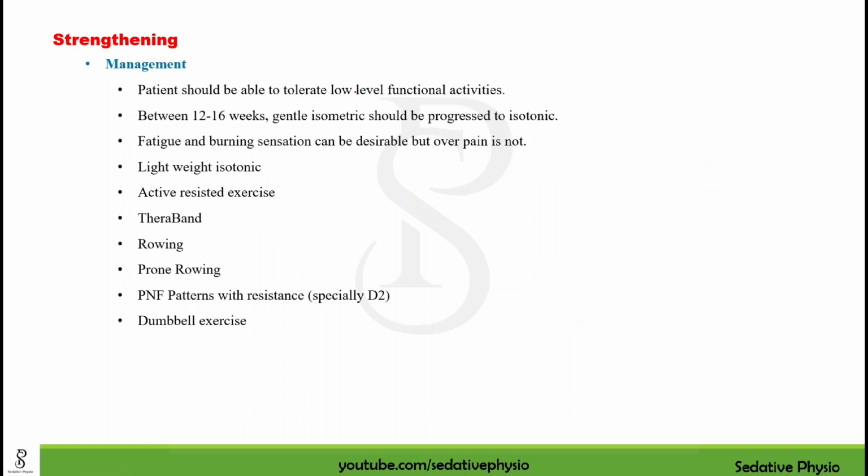The patient should be able to tolerate low level functional activities. It is very important. We will not just jump to high level functional activities. Initially, we will go for low level functional activities. Between 12 and 16 weeks, gentle isometrics should be progressed to isotonics. In the last slide, we discussed that we will start with gentle isometric exercise. Now, this gentle isometric will be progressed to isotonic type of activity.